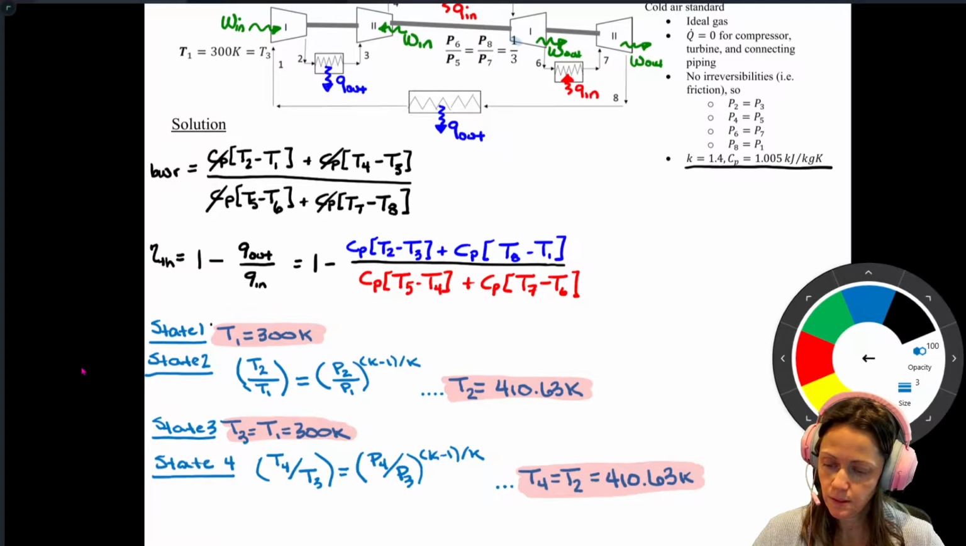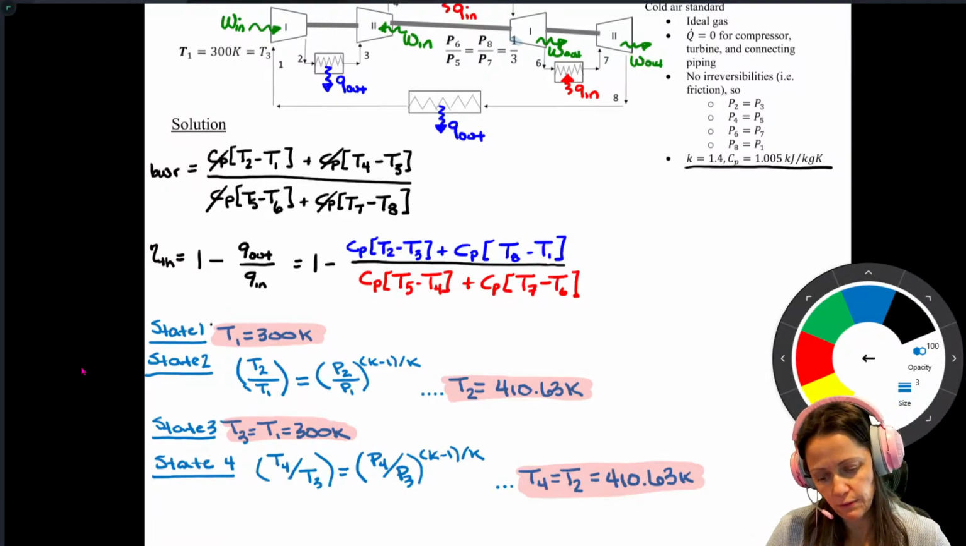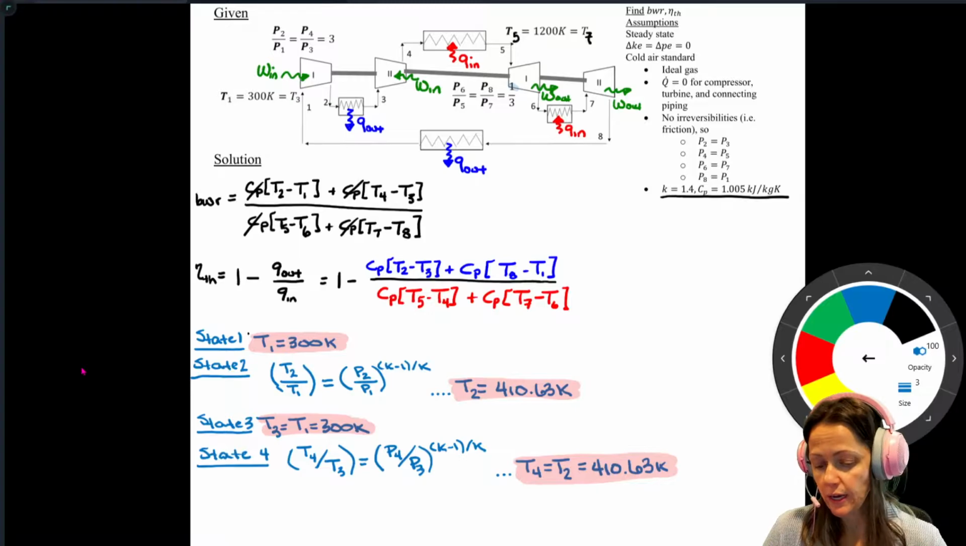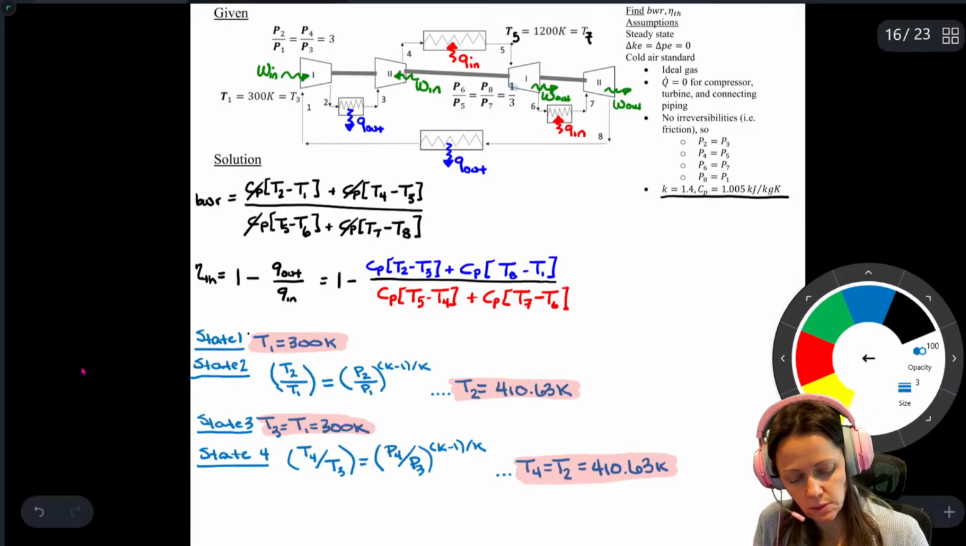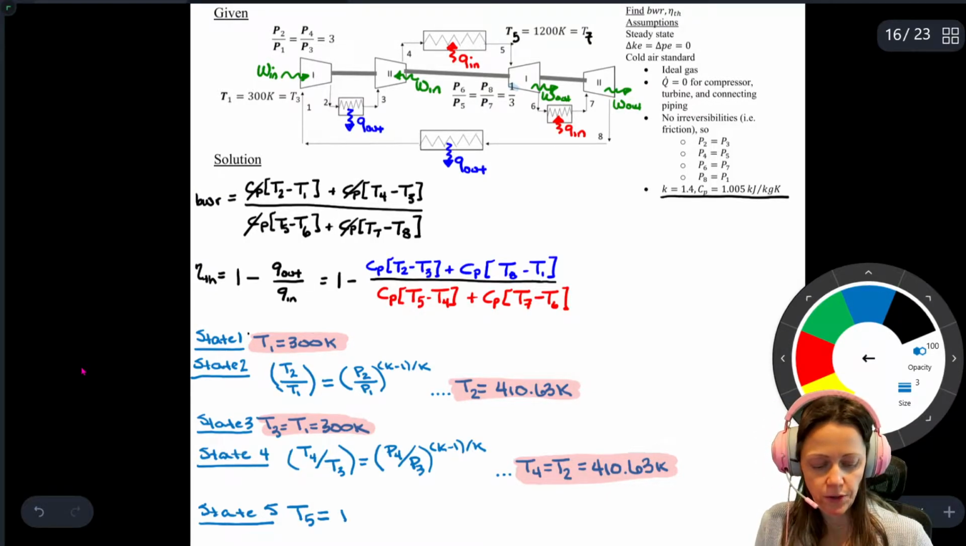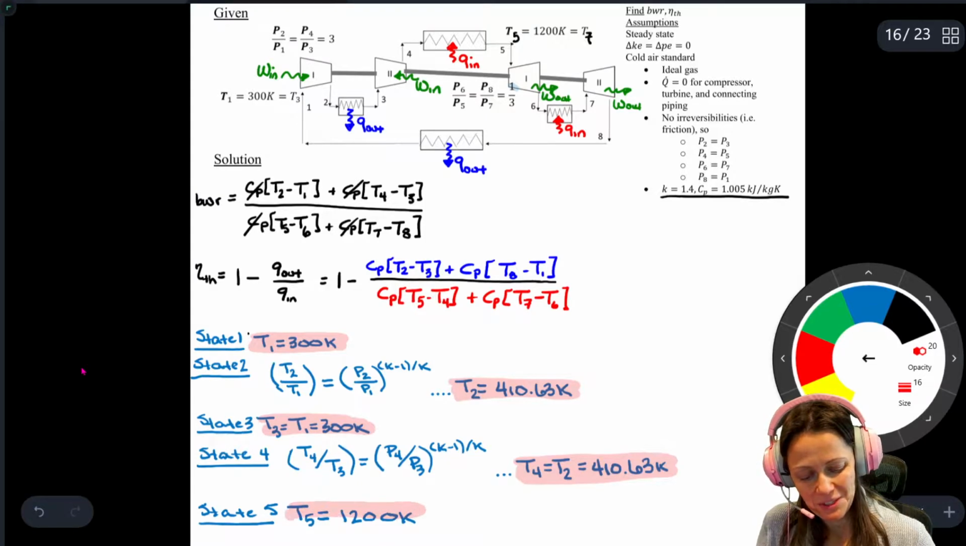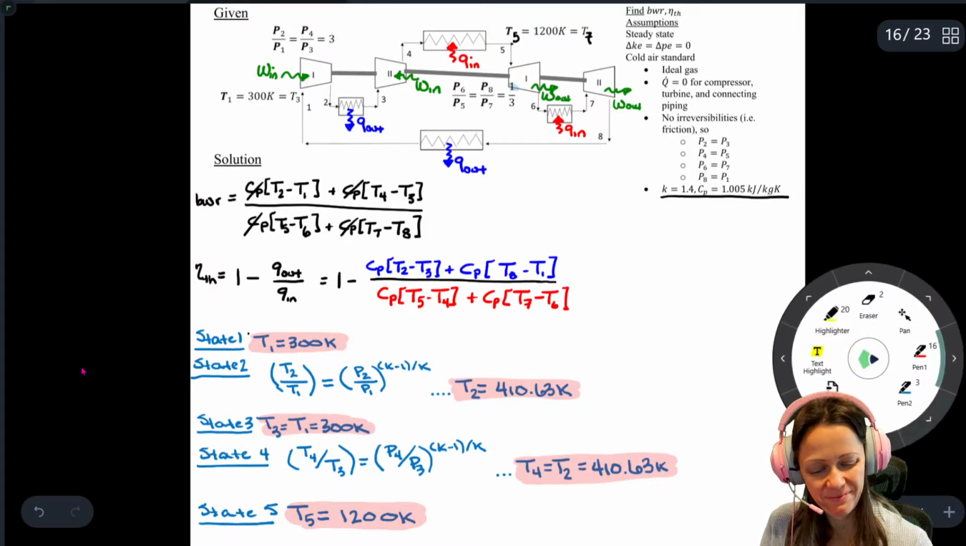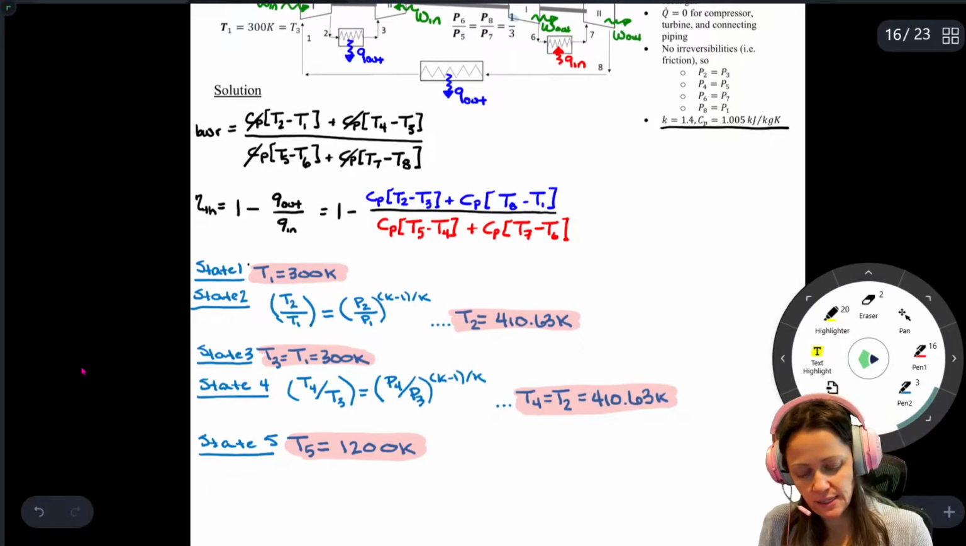So we're on to state 5. State 5, perfect, that's given to us. So this one's shaping up to be pretty darn easy. T5 is given to us, 1200 Kelvin. Perfect. Highlight it just because. And then we've got state 6. Easy peasy.